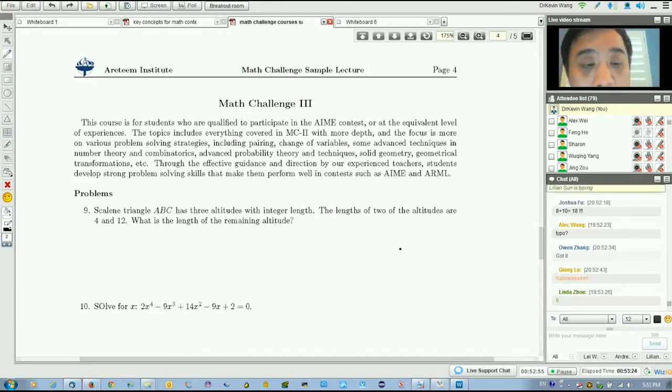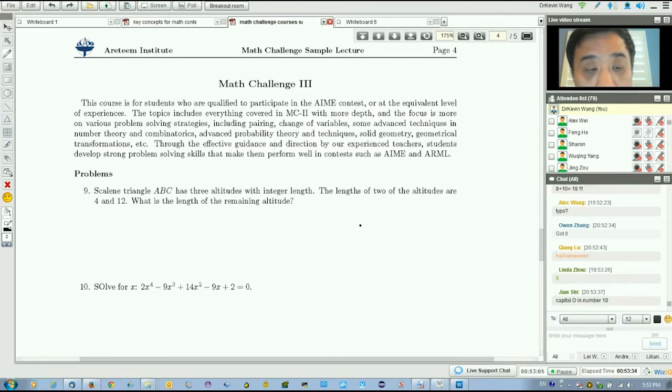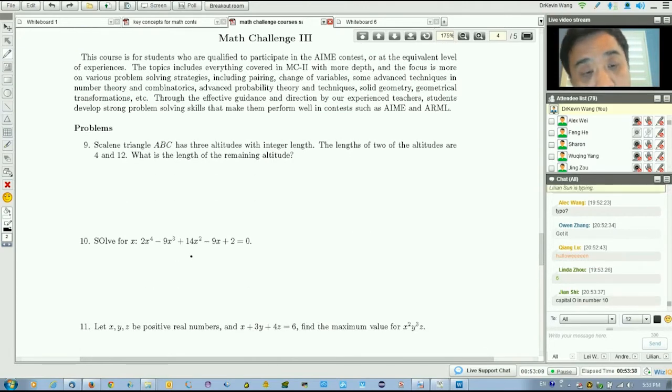So you want to do better. You want to do at least 8 or 9 questions in the AIME to qualify for the next level. 8 is not even enough. Okay, 9 is borderline. If you get 10, I think you're guaranteed.